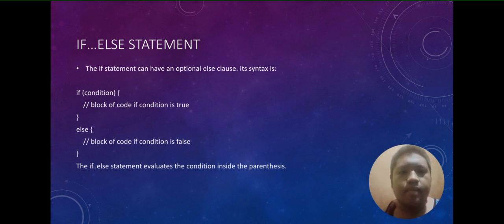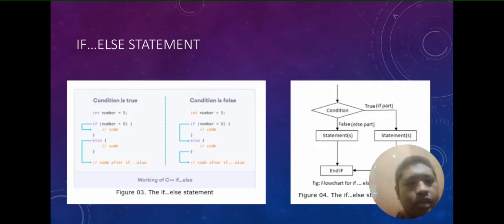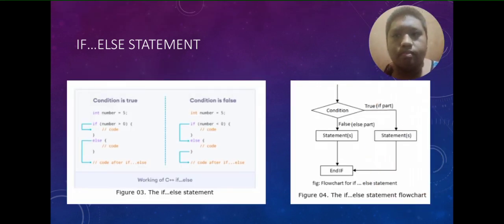The if-else statement evaluates the condition inside the parentheses. So in this statement, it also evaluates whether what you encode is true or not. Here is how you can demonstrate it using C++ in figure 03, and figure 04 is the flow chart of how the flow of the statement goes.